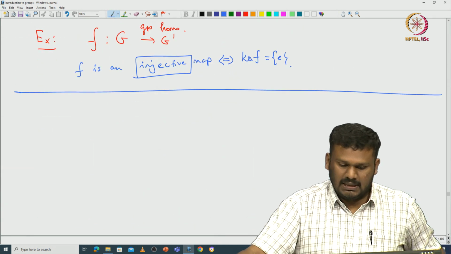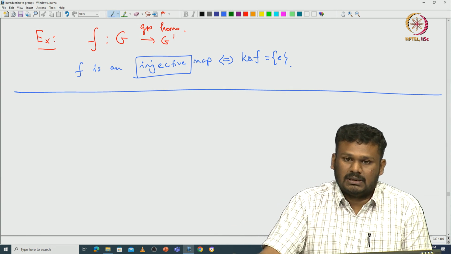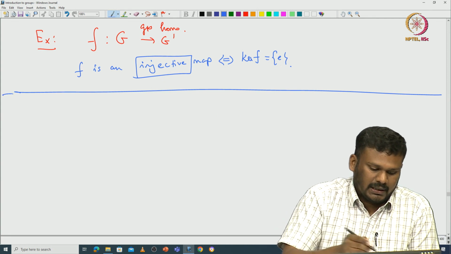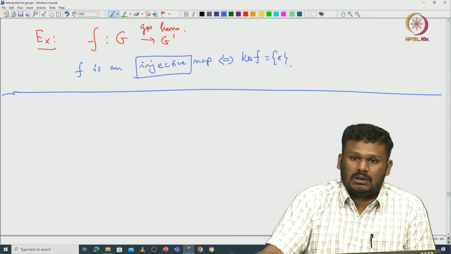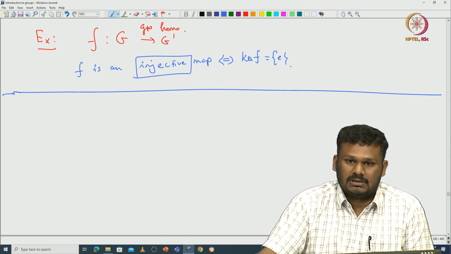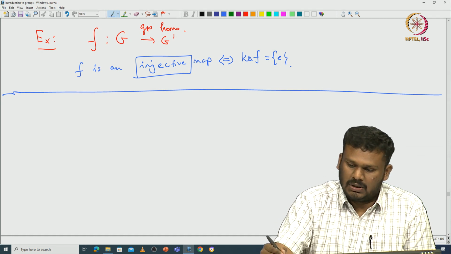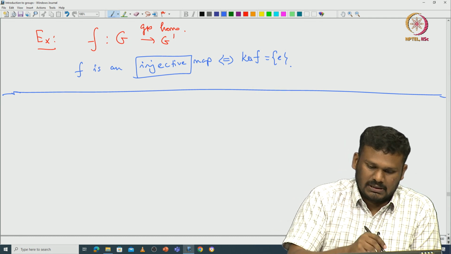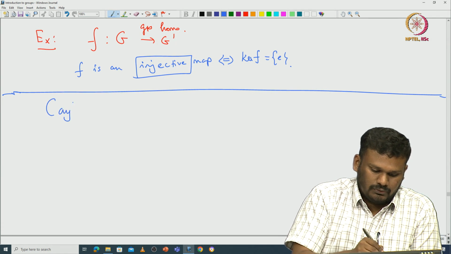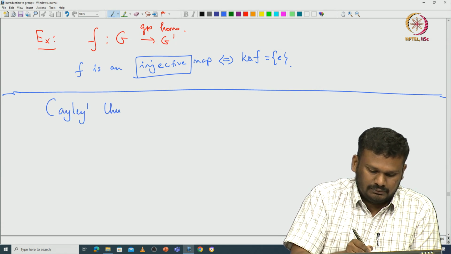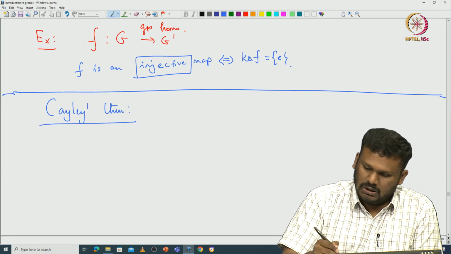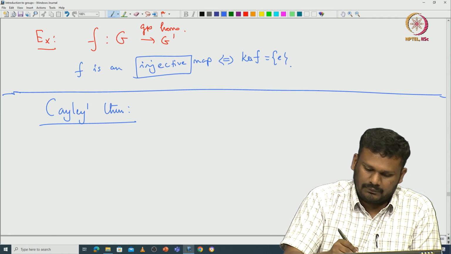Now we will see many interesting applications of this group action. In particular, I first want to begin with Cayley's theorem, which again talks about embedding a finite group inside some symmetric group. It is a very important result from the classification point of view. So let's state and prove it. Let us start with a group G.